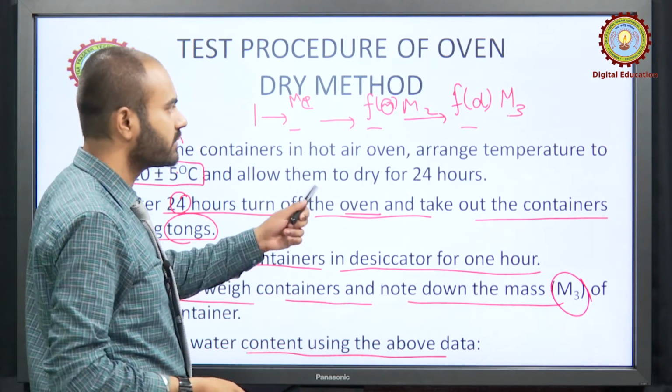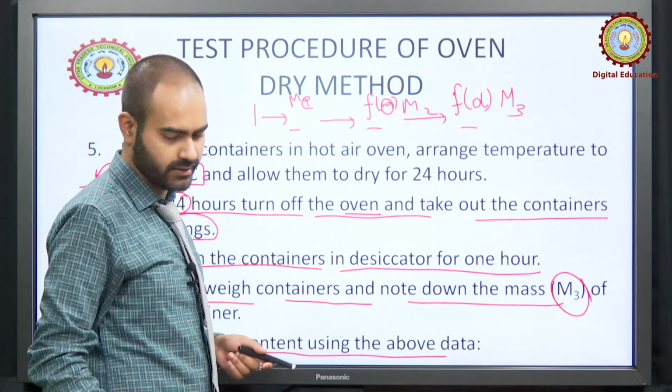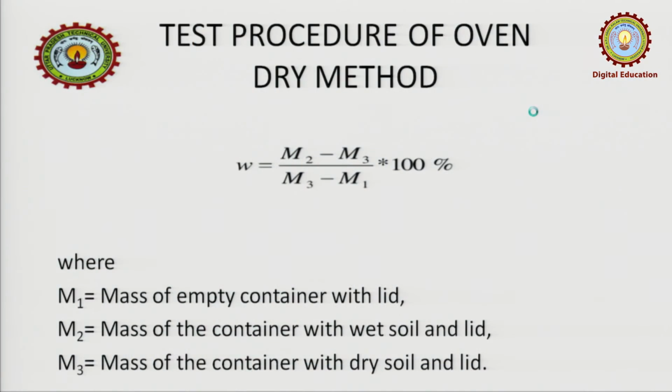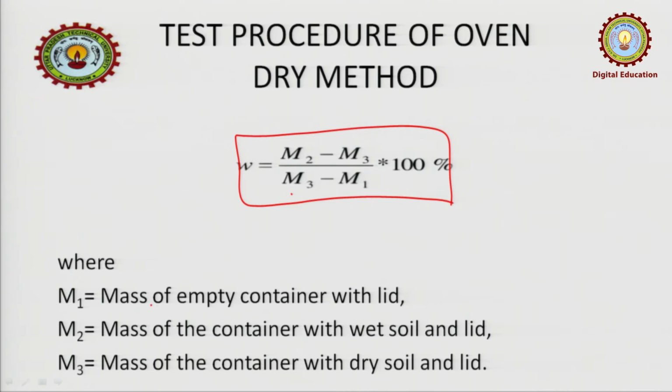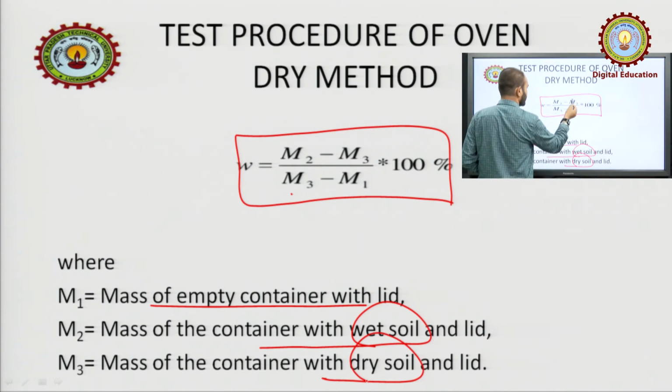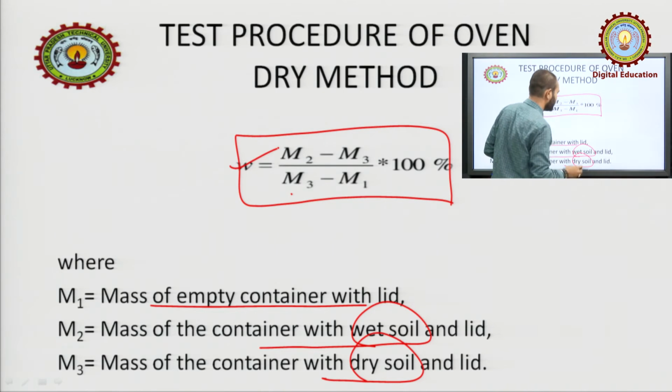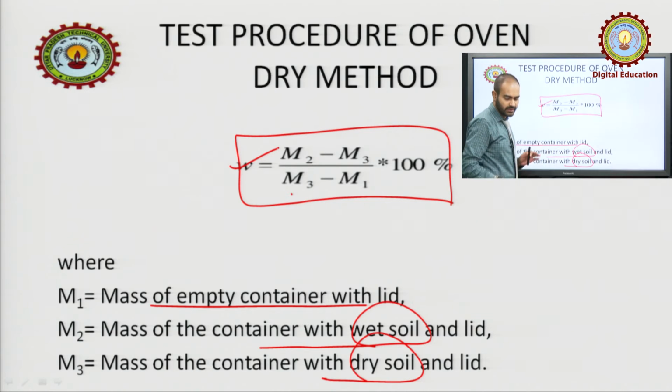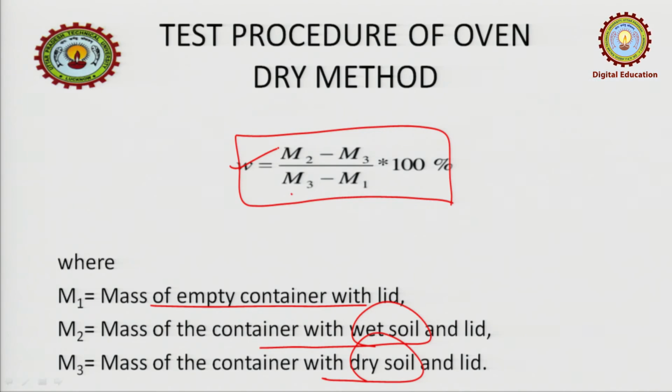So how will we finally calculate the water content? See, this is the formula: M2 minus M3 upon M3 minus M1, into 100. What is M1? Mass of empty container, as I already told you. This is with the wet soil, M2, and this is with the dry soil, M3. Just put in this and we will get the water content. So this was the total laboratory experiment we use for the oven drying method, to find the moisture content.